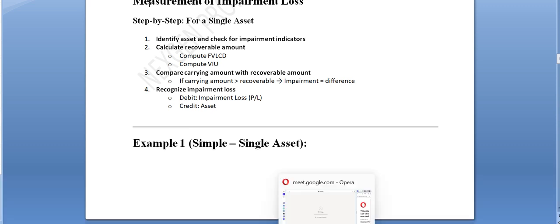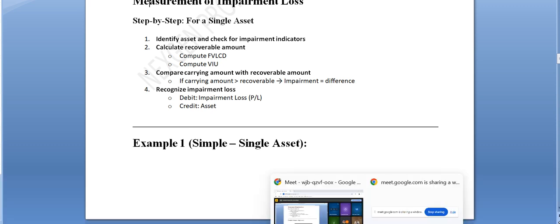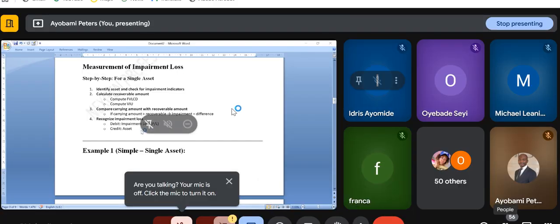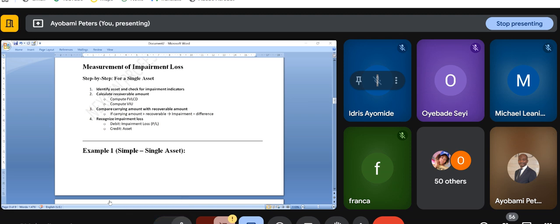Okay, so let's go ahead. All right. So, okay. So let's go ahead with the measurement.